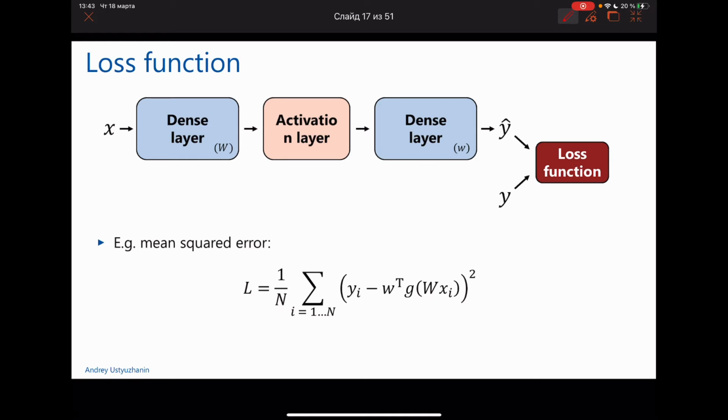So in the simplest example, when you want to, for example, solve a regression problem, you can use a mean squared error loss function. And here you have representation of the same thing that we have written here.